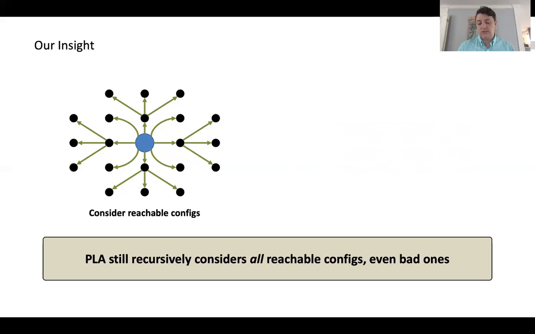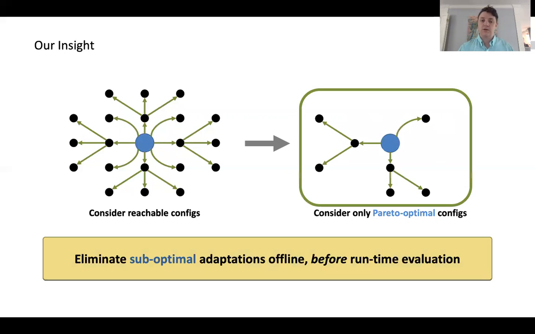And our insight was that some of these states may never be chosen under any circumstances, that even the best possible performance of a given configuration may be worse than the alternatives that are reachable at the same time. So we sought that we could eliminate these suboptimal adaptations offline before performing the runtime evaluation. And we can do that by comparing the best case performance available at a particular configuration with the worst case performance, and trimming those where the best case is never better than the alternatives.